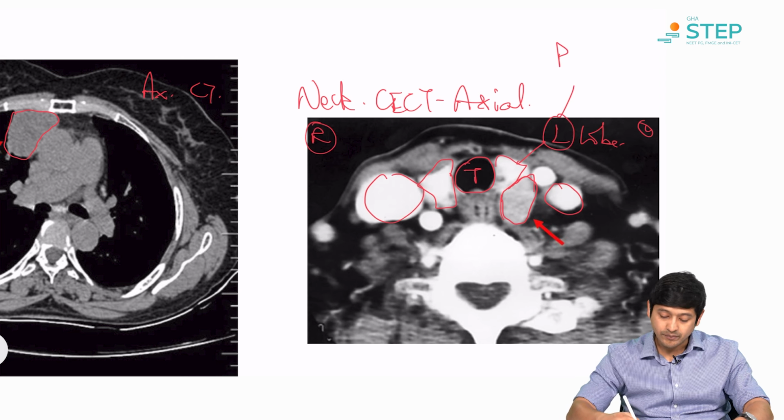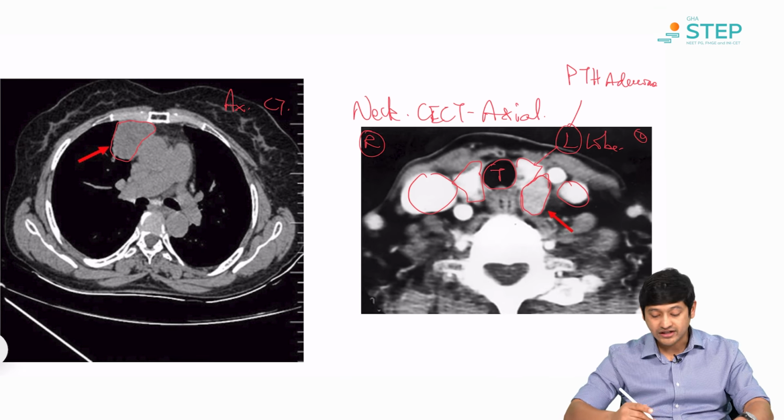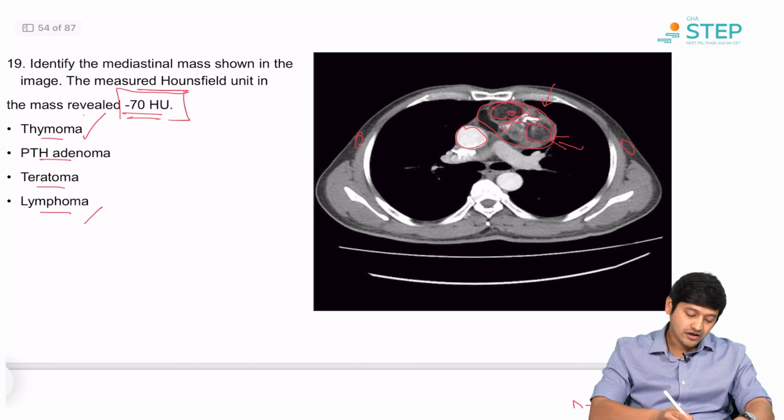This becomes a parathyroid lesion or a parathyroid adenoma. Alright, so you have a parathyroid adenoma. Now, if you had a lesion which was soft tissue density in the neck, large lesion, homogeneously enhancing, that becomes a lymphoma. I have drawn this for reference. It's not there in this case. This is a separate drawing. Alright, so this is a lymphoma, a teratoma, a PTH adenoma, and thymoma.